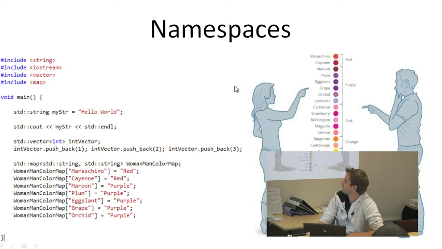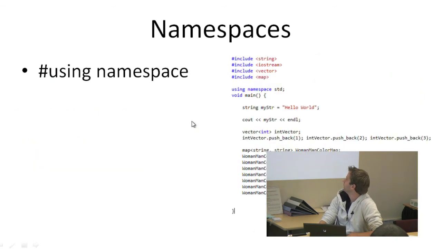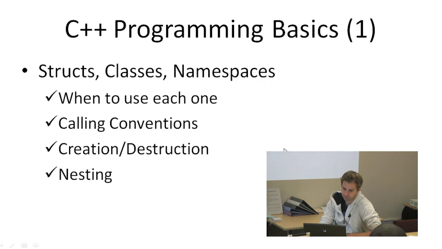So this is the same example again. If you look, you see std all over the show here. Here we just say using namespace std, and it's a lot tidier and easier to read. So we've got a string of type myString. We write myString to cout and follow it by an end line. We've got a vector with ints in it. We've got a map which takes two strings.